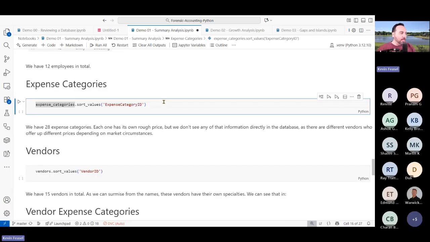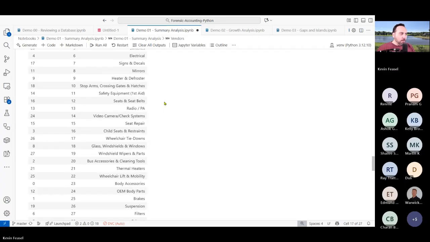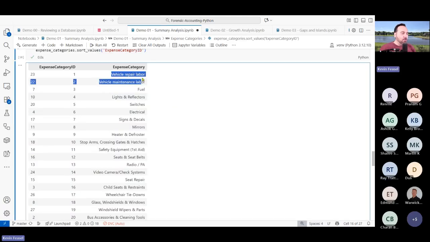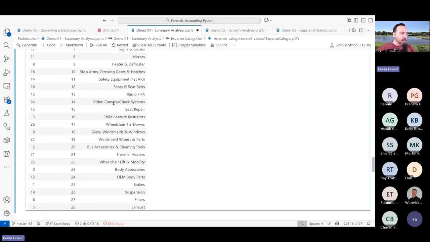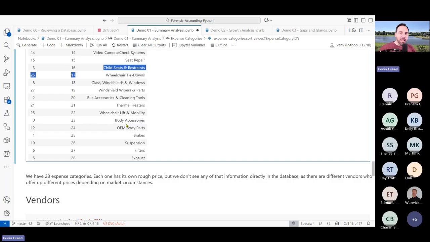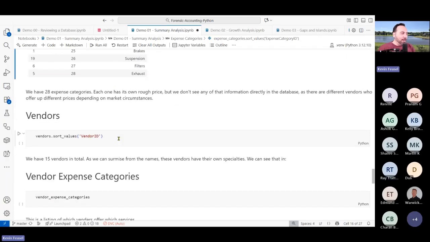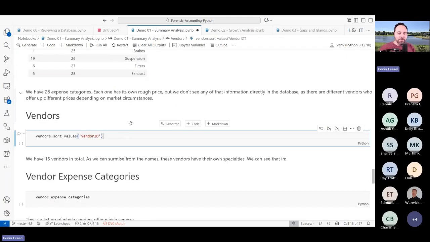And if I look at expense categories, we have a variety of things. Like I mentioned, this is all different types of things that can happen to a bus. Maybe we have vehicle repair, maintenance labor, we have fuel, we have lights, electrical, seat repair, wheelchair tie downs, etc. There's a lot involved, and we're not going to get into all the details here. Suffice it to say, I did in fact copy and paste that from an actual website where they were selling different parts. So I strive for realism.